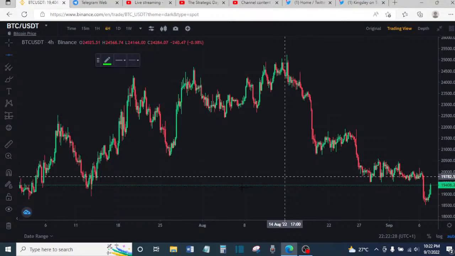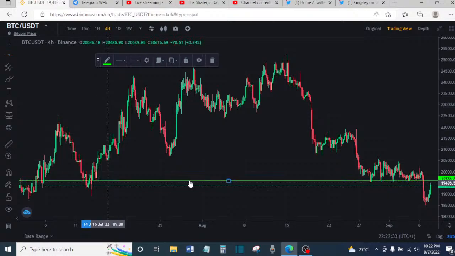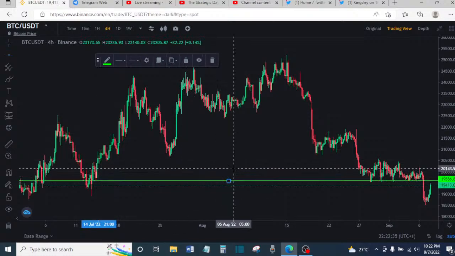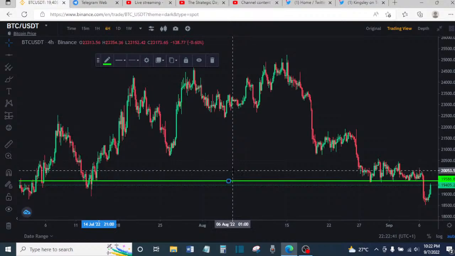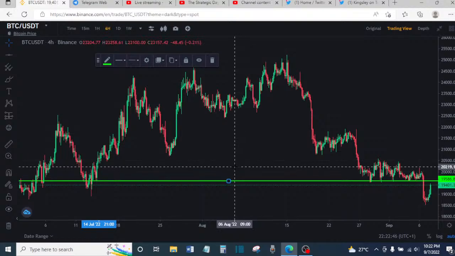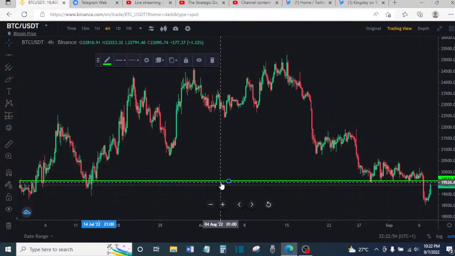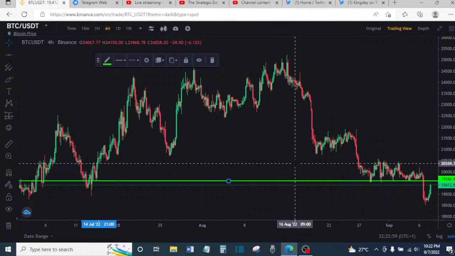I placed some horizontal lines, like I've explained in the past that I use horizontal lines for my analysis. I don't use any indicator, okay? And I don't advise you to use an indicator. The best indicator you can use right now is horizontal lines. It is the best and can give you at least 98% confidence in your trading.